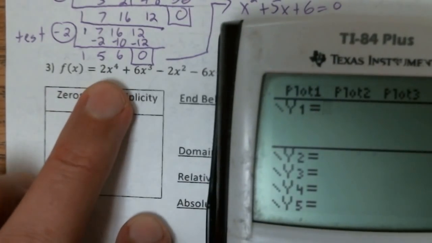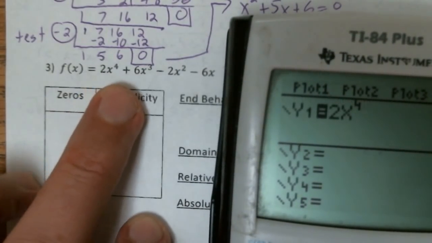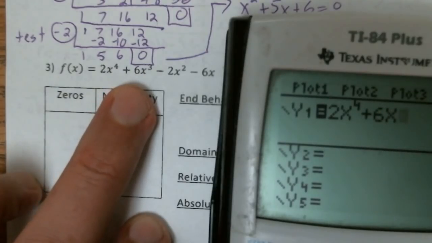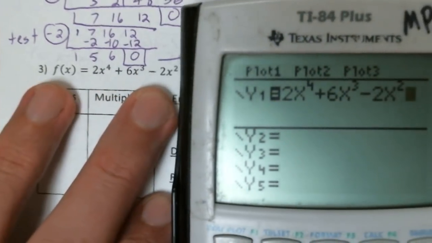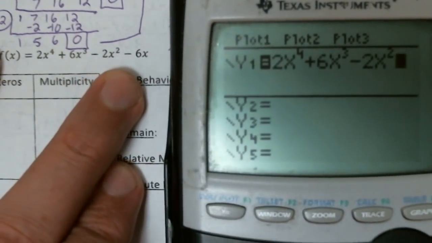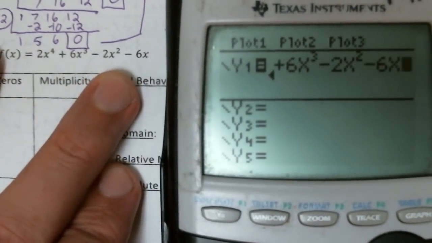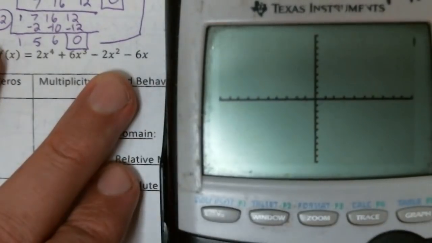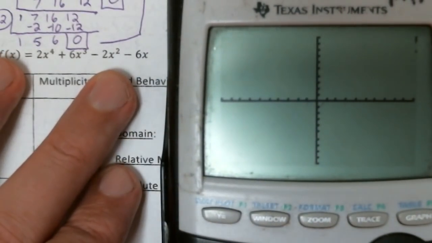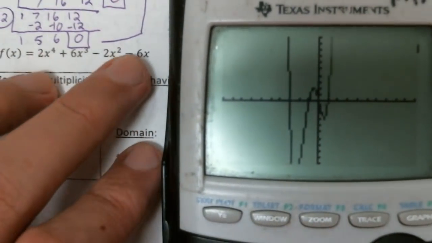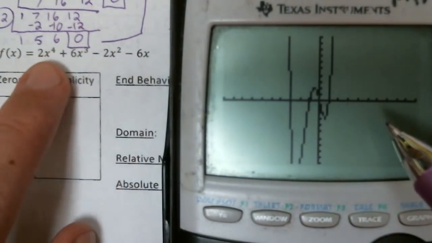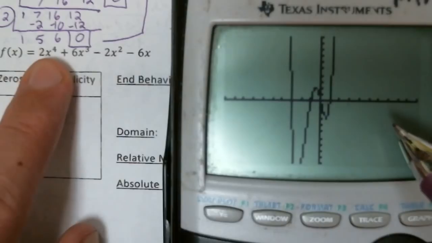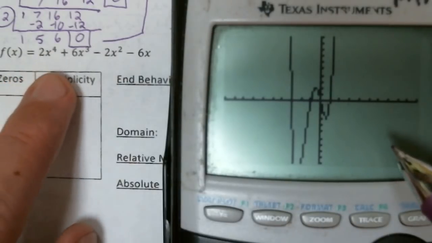Okay, let's type this in. 2x raised to the 4th plus 6x raised to the 3rd minus 2x squared minus 6x. Okay, let's graph this guy and see what we got. I love this stuff. This stuff is fun. All right, so here's our w as we expected. It's even and it's positive.